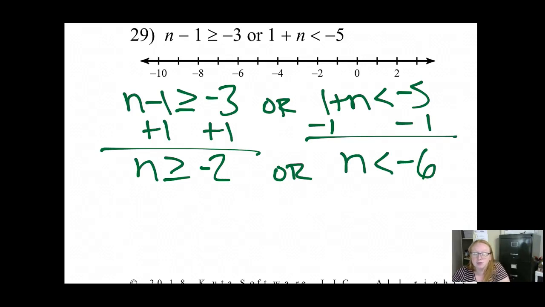I'm going to graph them. So I'm looking right here. I'm going to put my dot on negative 2. I'm going to color it in because it's equal. I'm going to point it off towards infinity.